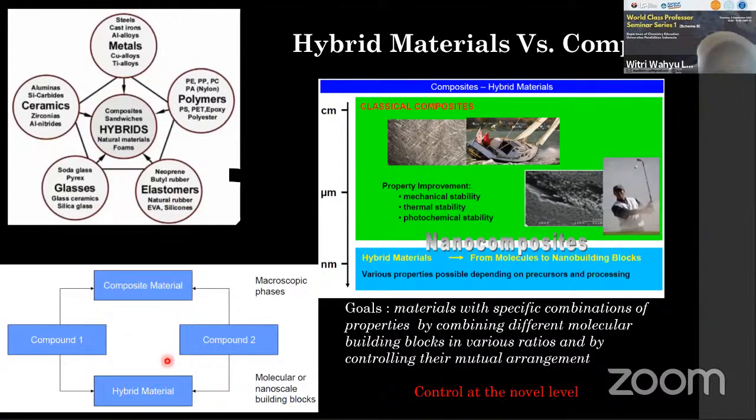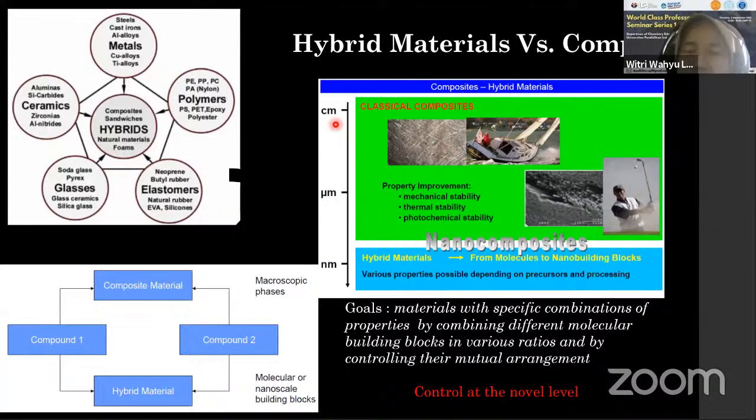What is the difference here? If we have compound 1 and compound 2, we can produce composite material in the macroscopic phase. But in hybrid material, we will have a molecular or nanoscale building block. And here you can see that there is a large range of composite materials. For classical composites, like the material for making ships or planes, the building block comes from classical composites.